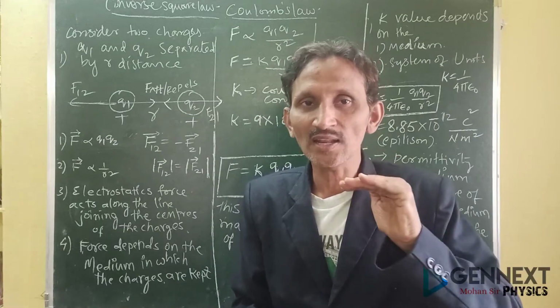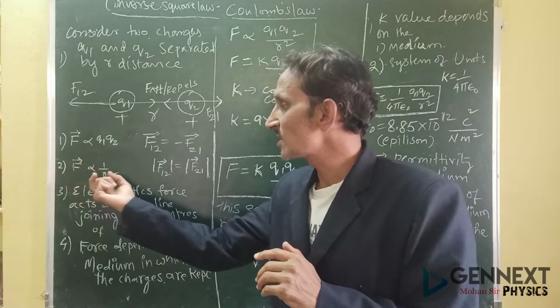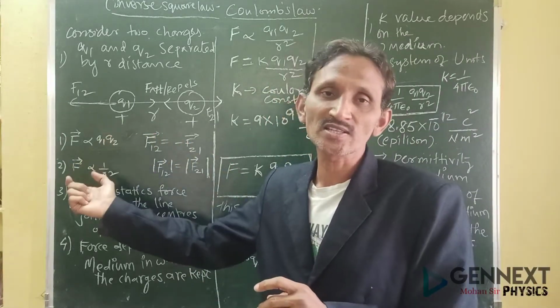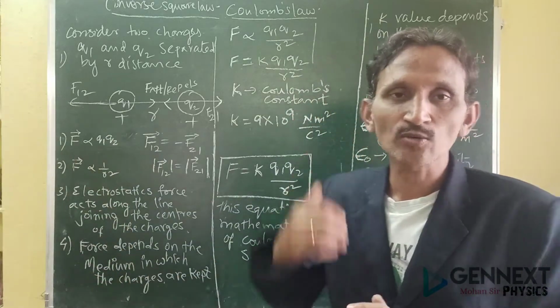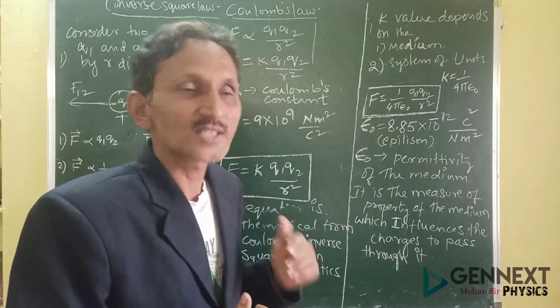It acts along the line joining the centers of the charges. It is inversely proportional to the square of the distance. It is proportional to the product of the two charges. So these are all the 4 points that Coulomb has given while doing this experiment.